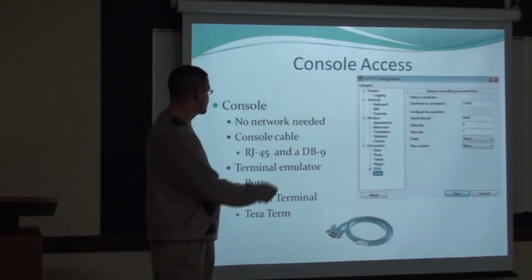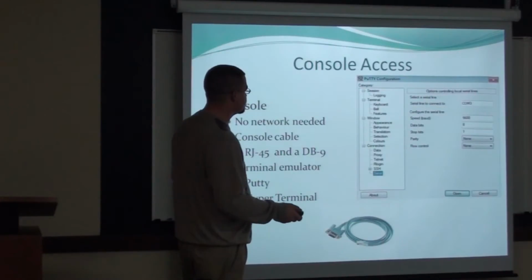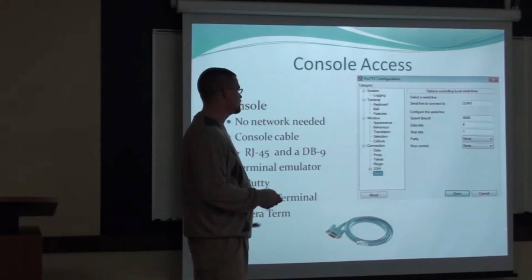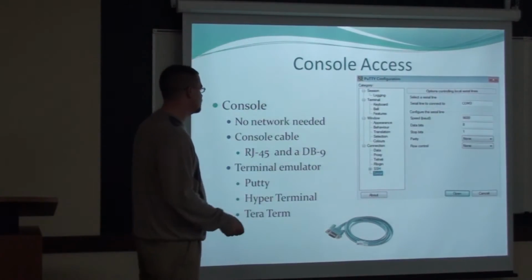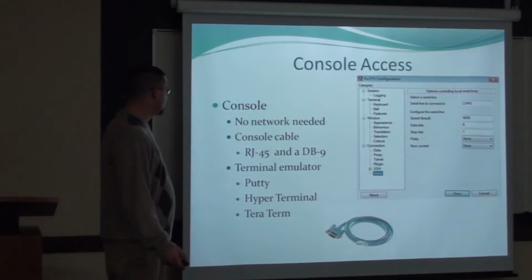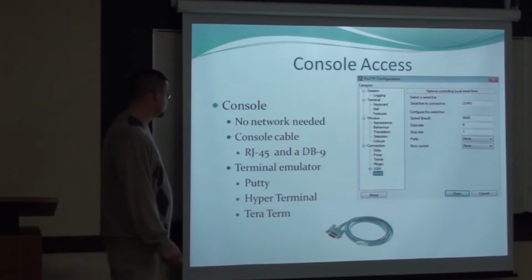Console access, you can see here, is a configuration window. Set your COM ports, whatever it is, which can be different depending on what device you're using. Speed 9600, data bits 8, stop bits 1, parity none, flow control none. No network is needed because you're directly connected to the switch or router, whichever one you're using. RJ45 to DB9, as I said earlier.